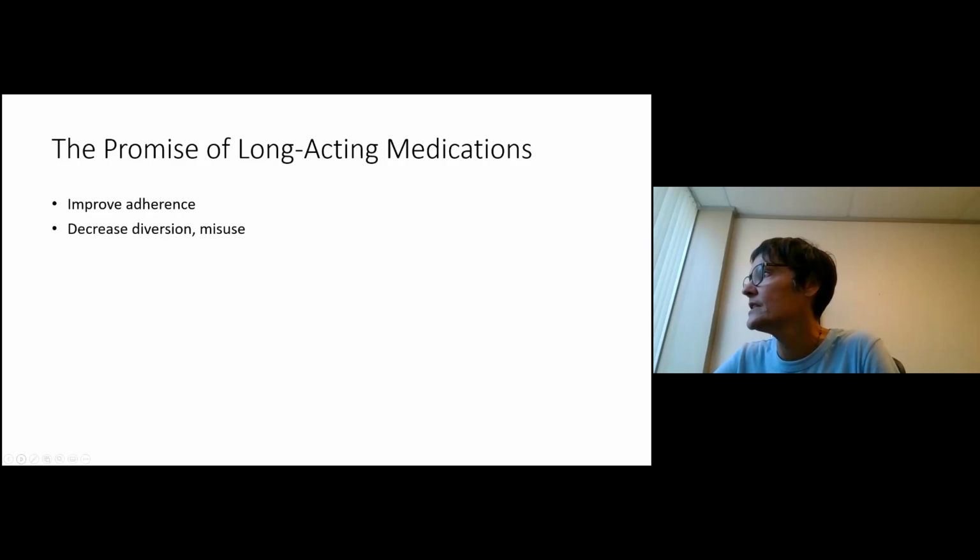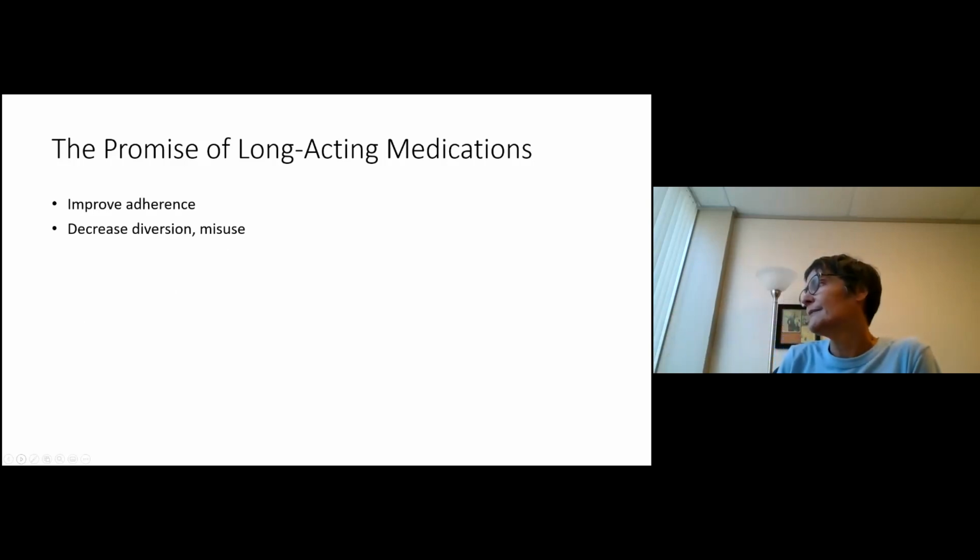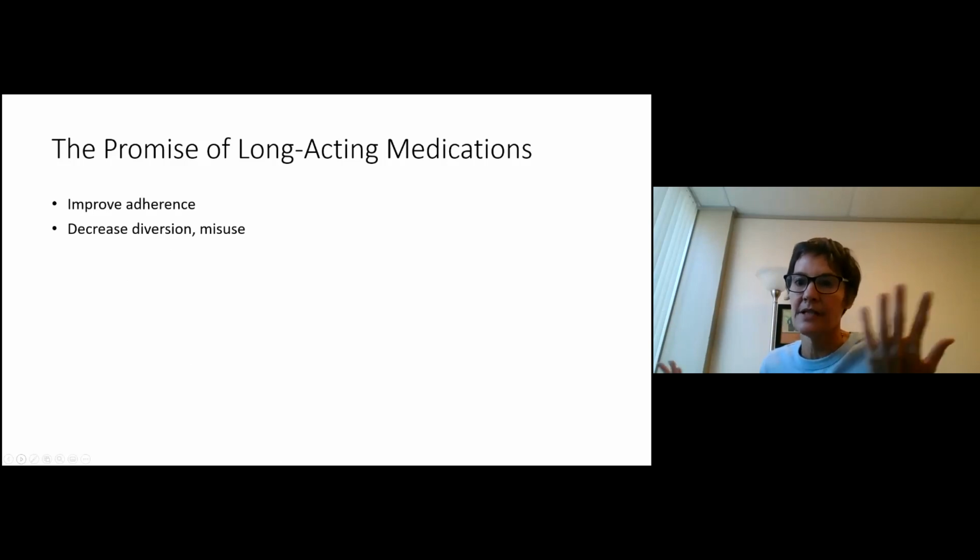That shot lasts for 4 weeks. It does decrease diversion or misuse. There are robust conversations, I think, to be had around diversion and the harms or non-harms of diversion. But there are certainly harms of diversion, and there's the risk of kids getting into pills, et cetera. And if it's a shot that lasts 4 weeks, it is not diverted, period.